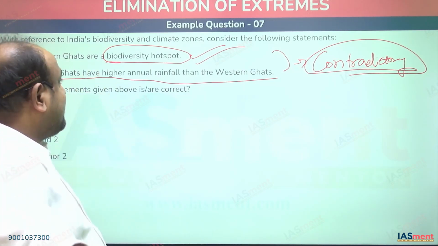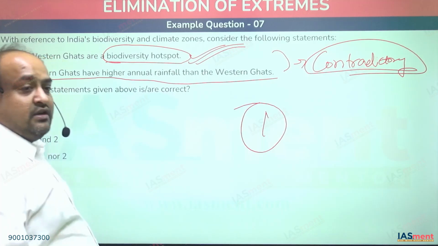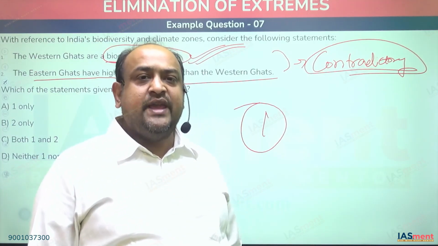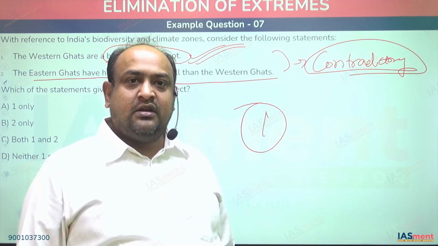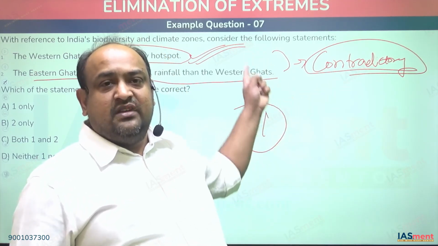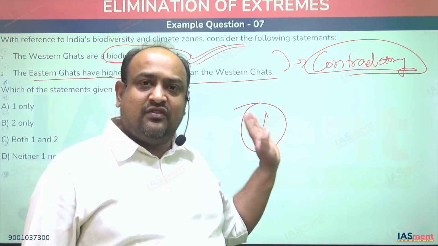Second, we have concluded that statement 1 is correct. Then the answer will be 1. No need to apply your logic or thinking or time on the second statement. Just identify two things. One, whether they are contradictory. Another, whether any of the statements can be marked right. If yes, then the answer is that only.